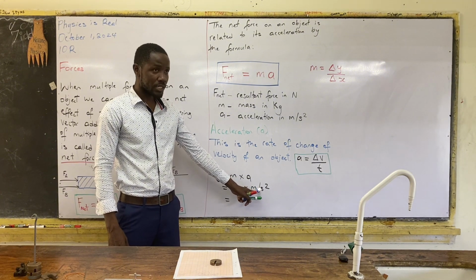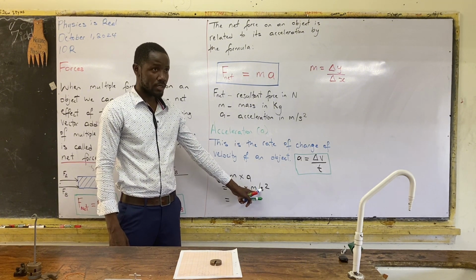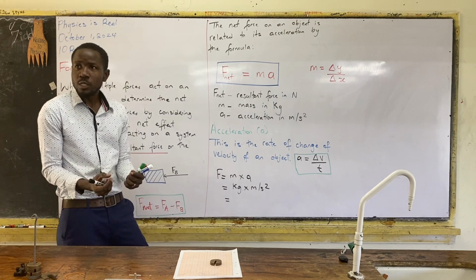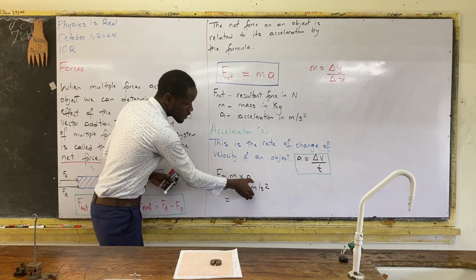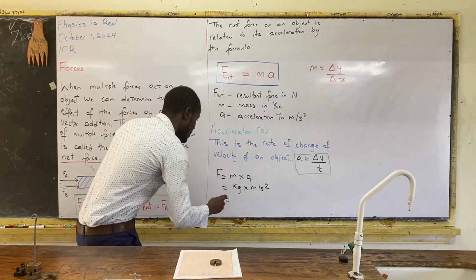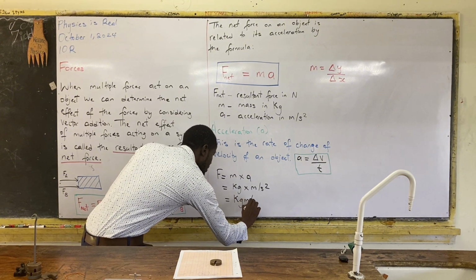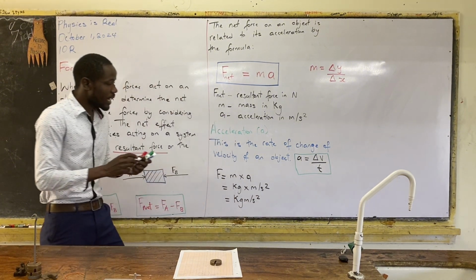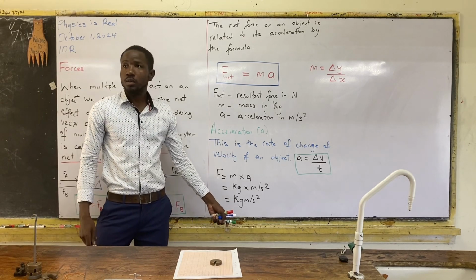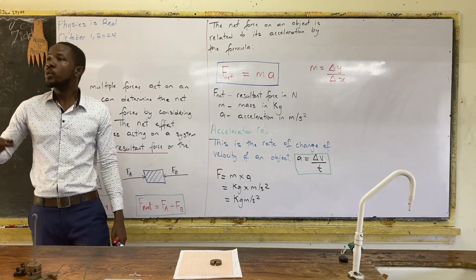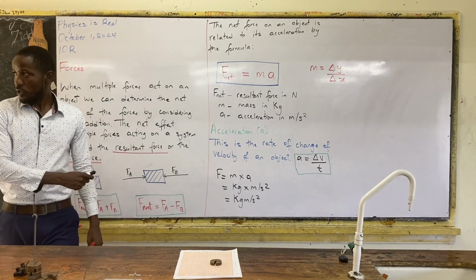Because we're multiplying, students, we just get kilogram and we write back that. So we get kilogram meter per second squared. And this is now the derived unit for force.